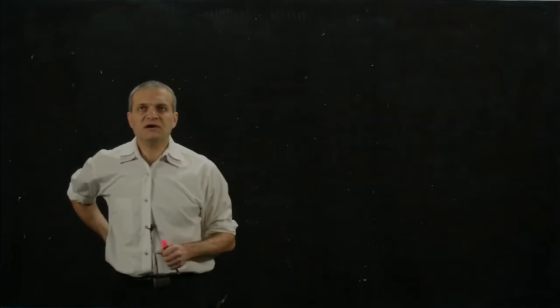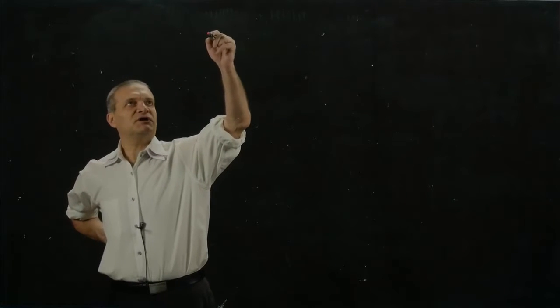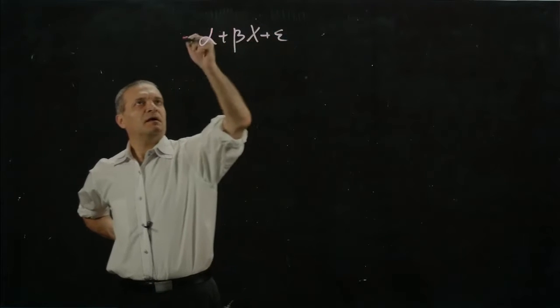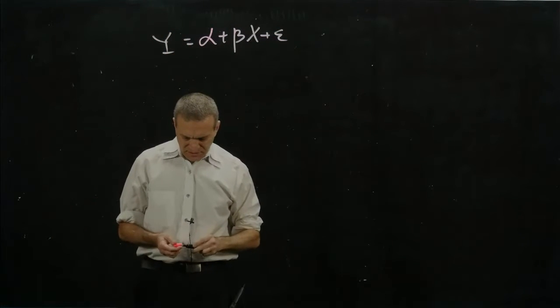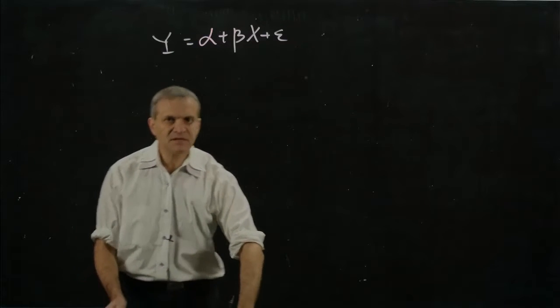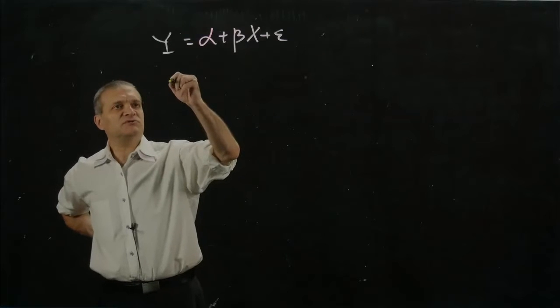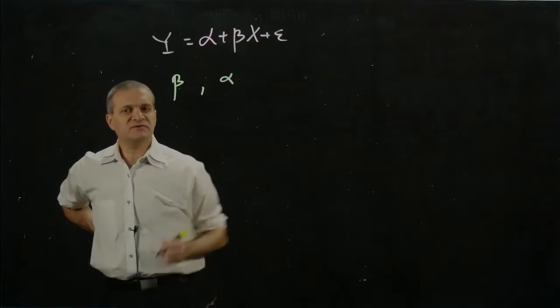What I'm going to do now, this is a video for the mathematically savvy, right? And once again, we're talking about regression. What I want to talk about is the coefficients, the distribution of beta, and the distribution of alpha.